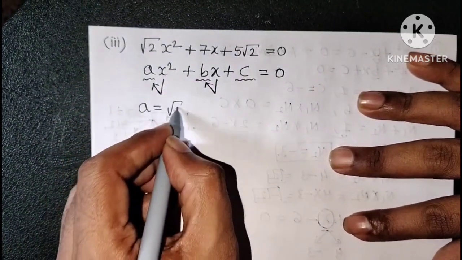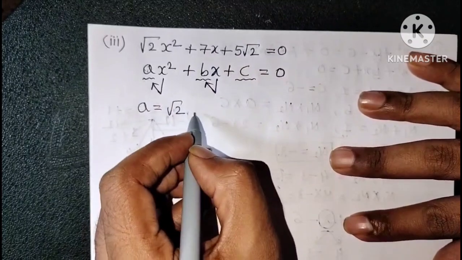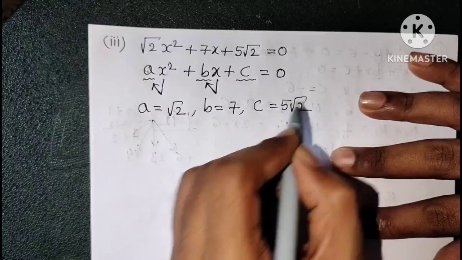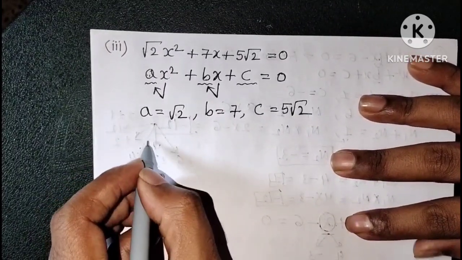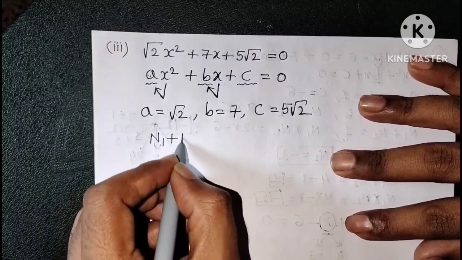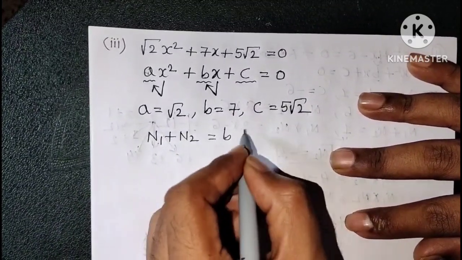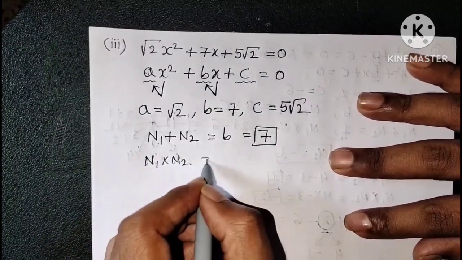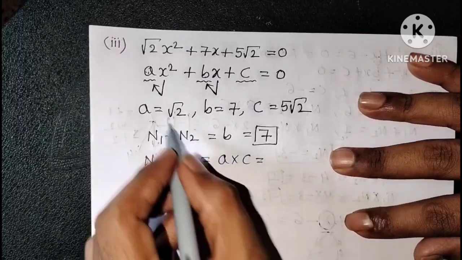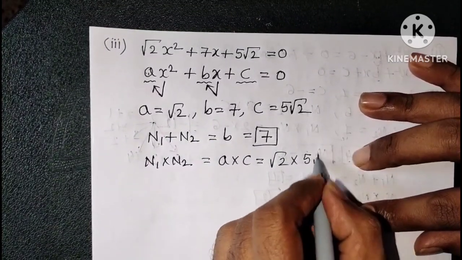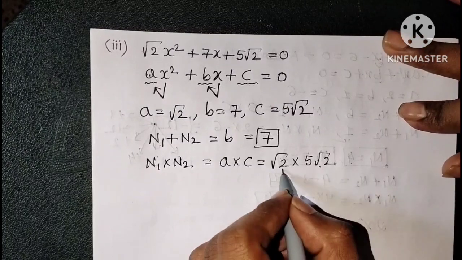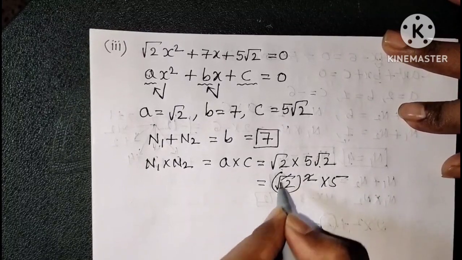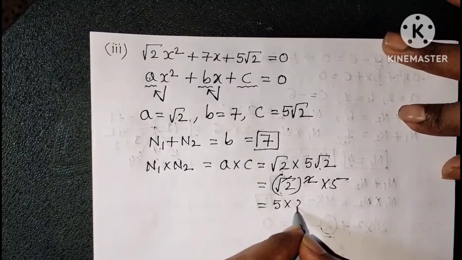Here a is equal to root 2 and b is equal to 7. So comparison cheste b is equal to 7 and c constant term how much? 5 root 2. Next we need to find two numbers. Sum must be equal to b, that is equal to 7. Product must be equal to a into c. So a value root 2 into c value 5 root 2. So root 2 into root 2 whole square into 5, square and square root get cancelled. So 5 into 2 you will get 10.